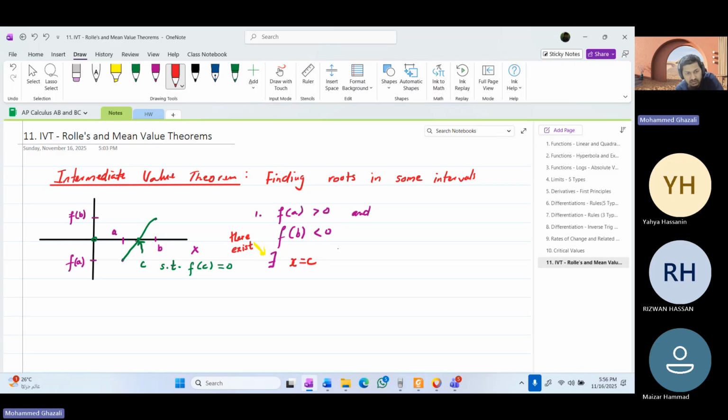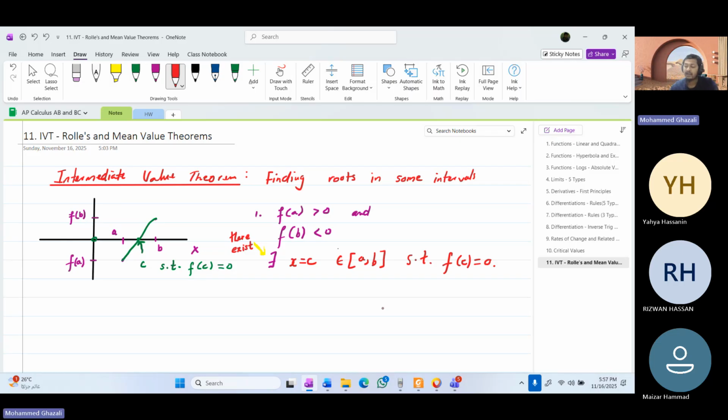Isn't this value x? All these are x values. There exists a value x equal to C such that, what does ST mean? Such that, where is C? There exists a value C in the interval A to B. It has to be in the interval A to B such that f of C is equal to 0. In other words, all you are saying is there is a root between the interval A to B. You are not solving for C explicitly.